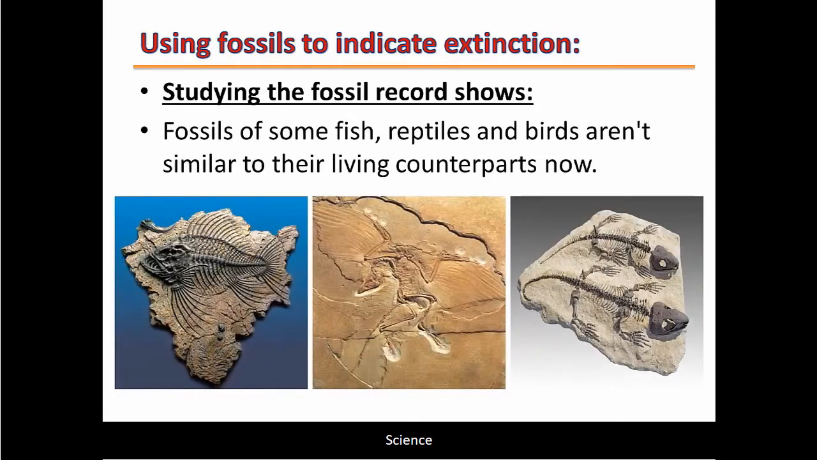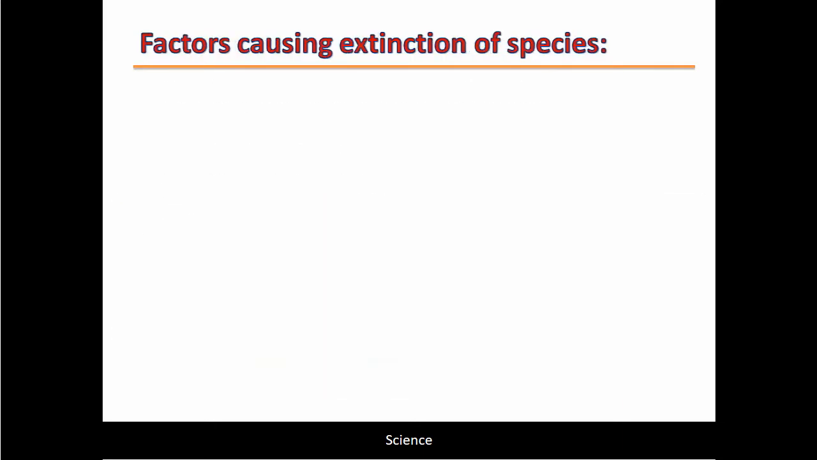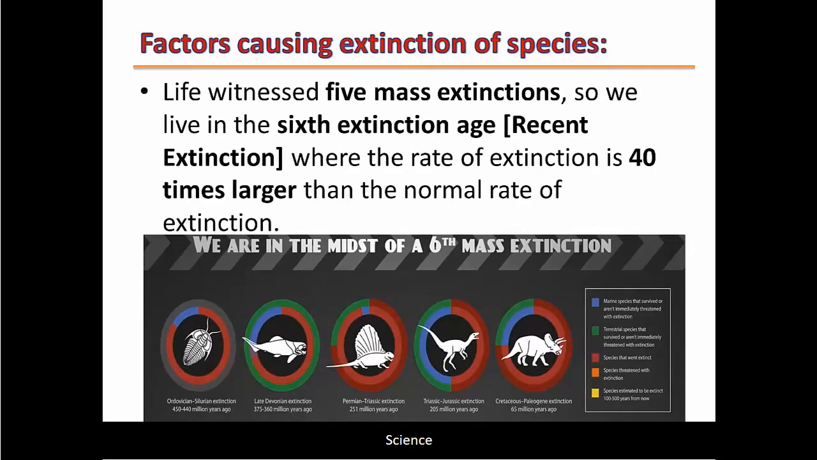Fossils of some fish, reptiles, and birds aren't similar to their living counterparts now. Life witnessed 5 mass extinctions, so we live in the 6th extinction age, or what's called the recent extinction, where the rate of extinction is 40 times larger than the normal rate of extinction.